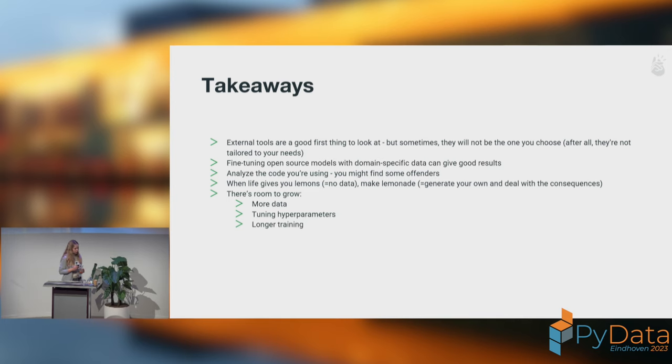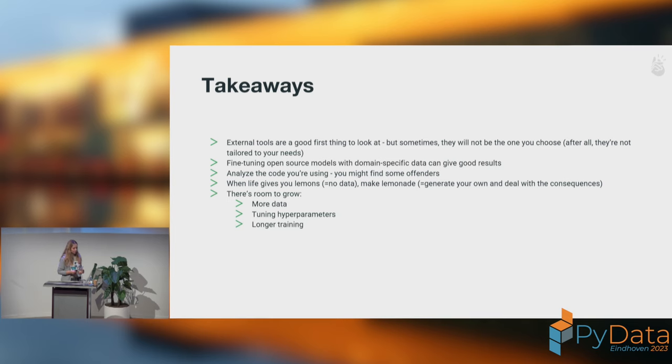Then one thing that was interesting is that even if you're using something that you're finding online, you should analyze what you're using because you might find some offenders. For example, in one of our cases, we didn't like the time it took to train the model, because one epoch was taking a very long time, like 3 minutes, 4 minutes. If you have a bunch of images and you want to train for longer, you're going to need to decrease the time.